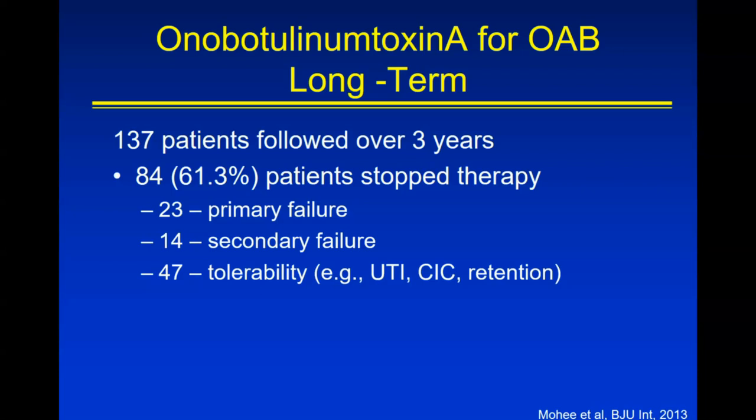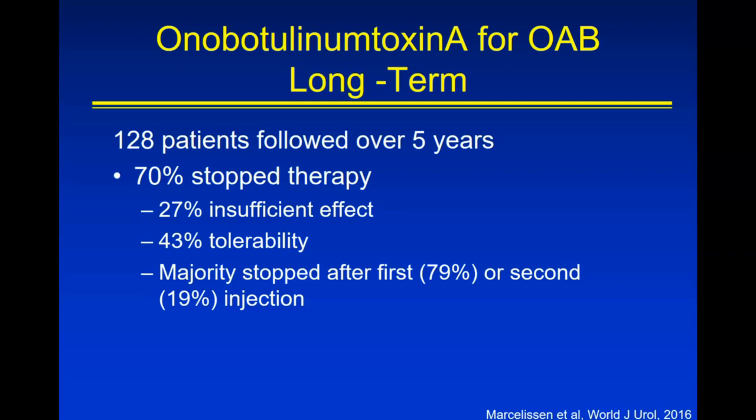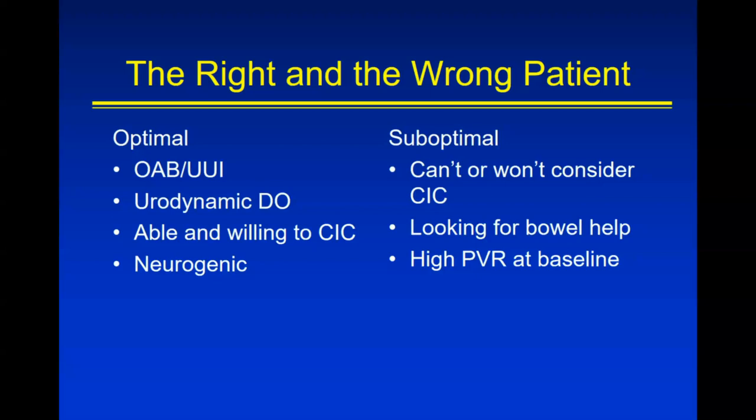And then another study looked at 120 patients and said 70% stopped therapy, and a lot of patients had issues with adverse events and the need for catheterization. The problem was these patients were on 200 units. So again, not applicable to the 100-unit dose that we use for botulinumtoxinA for the overactive bladder patient.